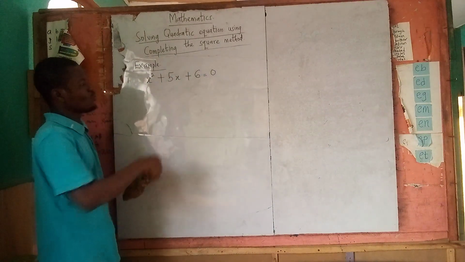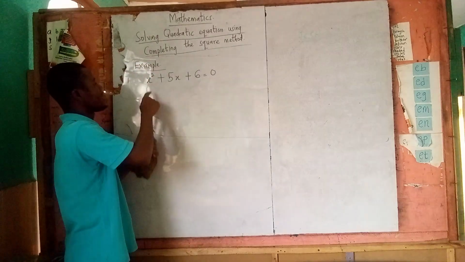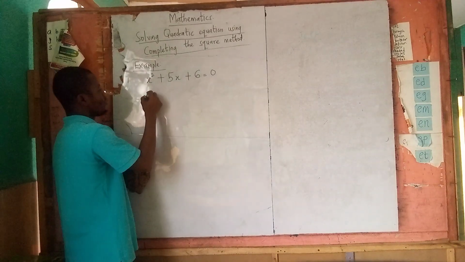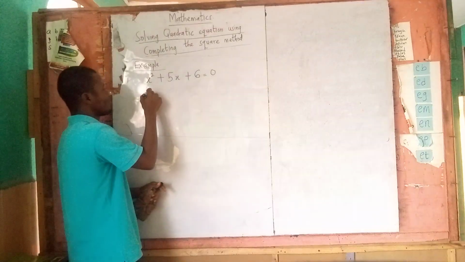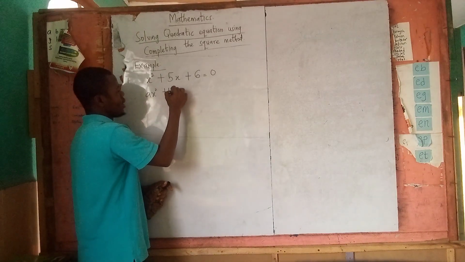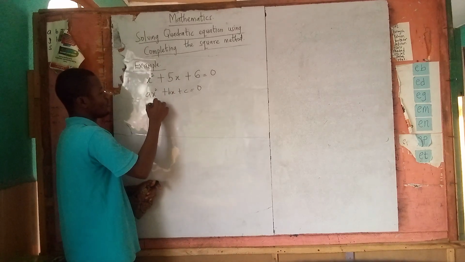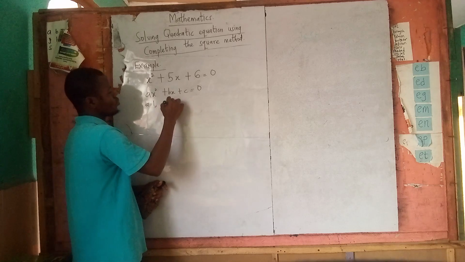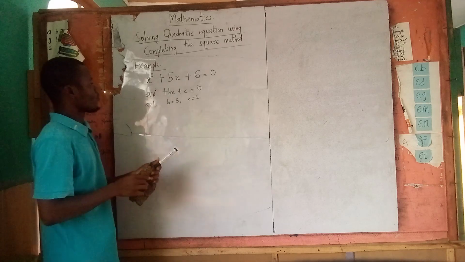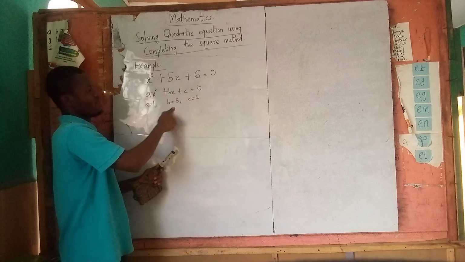To solve the question using this method, what do we do? We look at the coefficient of x squared. Let's compare it with the general equation, which is ax squared plus bx plus c equal to 0. Here our a is equal to 1, our b is equal to 5, and c is equal to 6. So a is the coefficient of x squared. In this case, a is 1, b is 5, and c is 6.